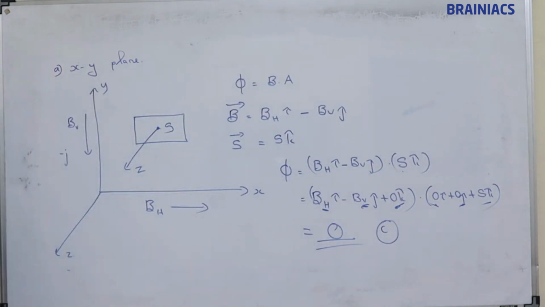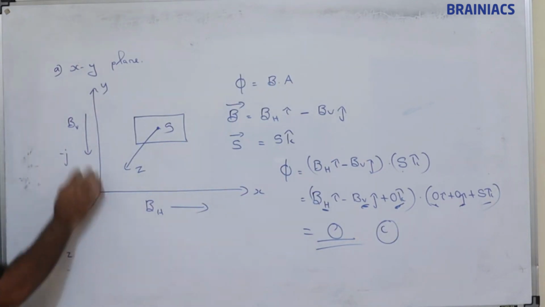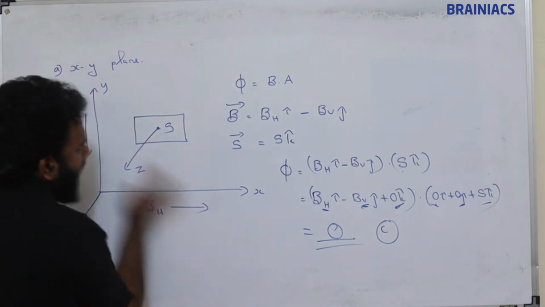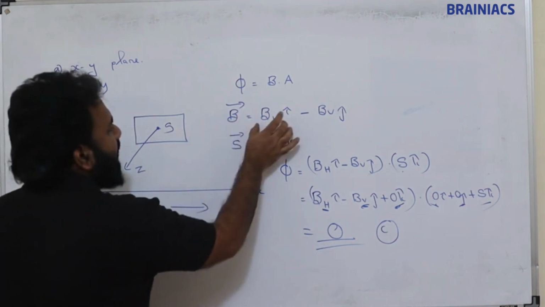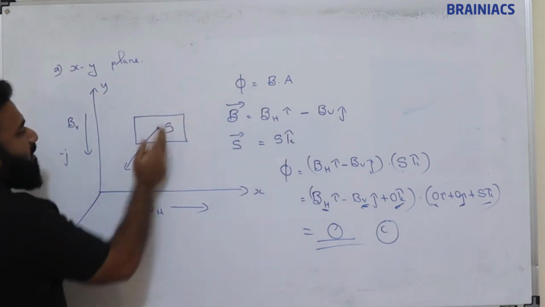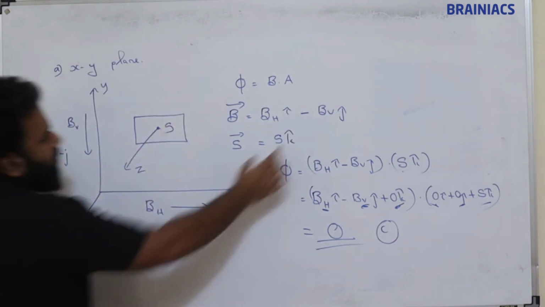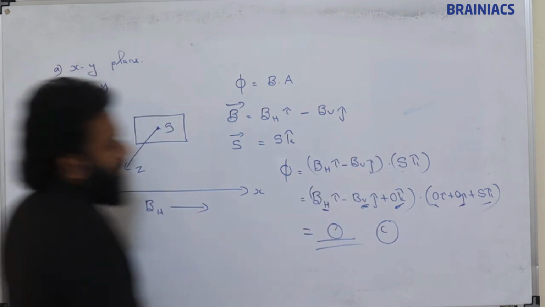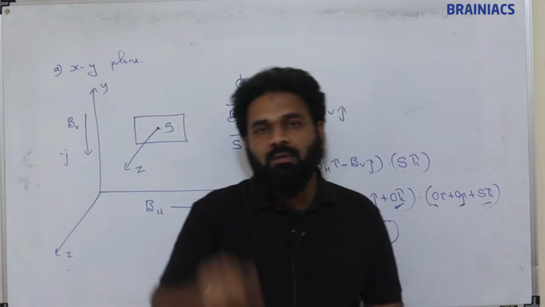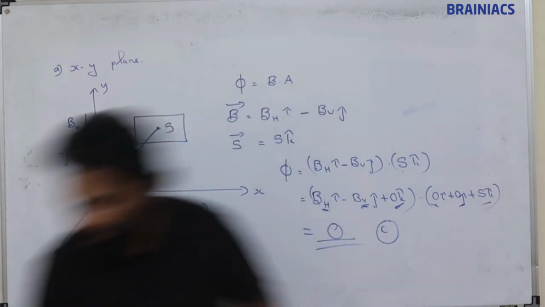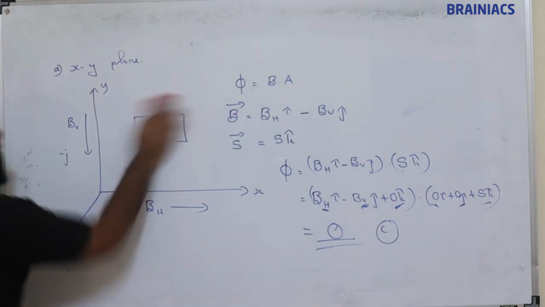So from the figure, I can understand the direction of the vertical magnetic field and the direction of the horizontal magnetic field. The net magnetic field is nothing but BH i minus BV j. The area vector is in the Z direction, so S k. Then we do the dot product, nothing else. Next question, just look at the figure, pause the screen, do it yourself and verify the answer.